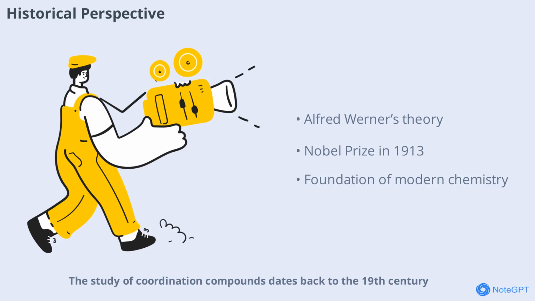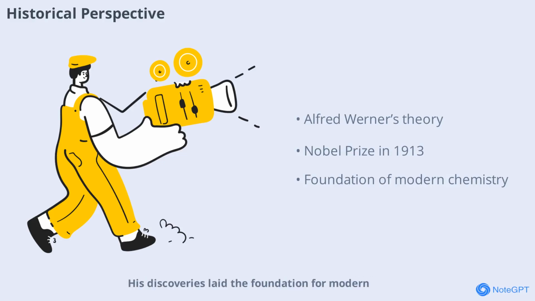The study of coordination compounds dates back to the 19th century with Alfred Werner's pioneering work. Werner's coordination theory explained the structures and bonding of these compounds, earning him the Nobel Prize in Chemistry in 1913. His discoveries laid the foundation for modern coordination chemistry and continue to influence research today.